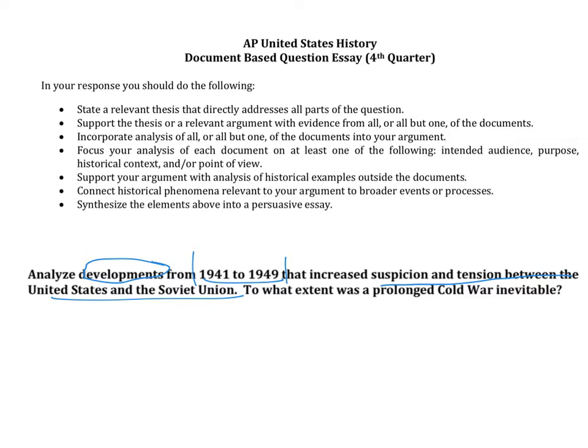But again, notice the prompt: analyze developments. Developments are events. They're the specific information, the names, the dates, the facts. We needed to see that in the essay. And then, very importantly, to what extent was a prolonged Cold War inevitable? So we have to say, was it inevitable that a Cold War was going to happen, and a really long Cold War? Could we predict that just on the developments that we saw in this time period?